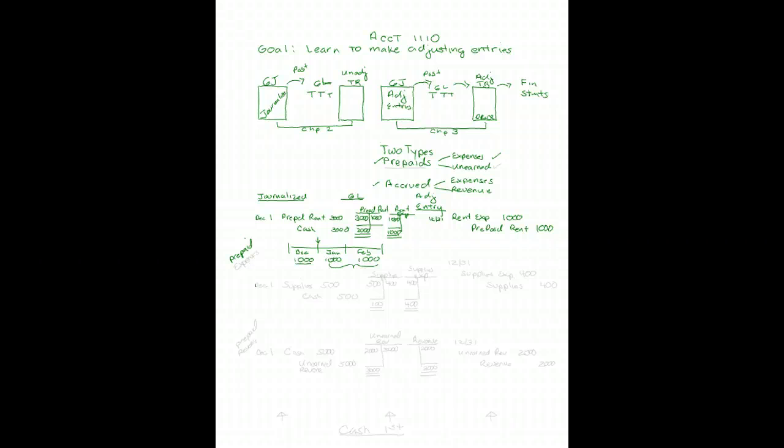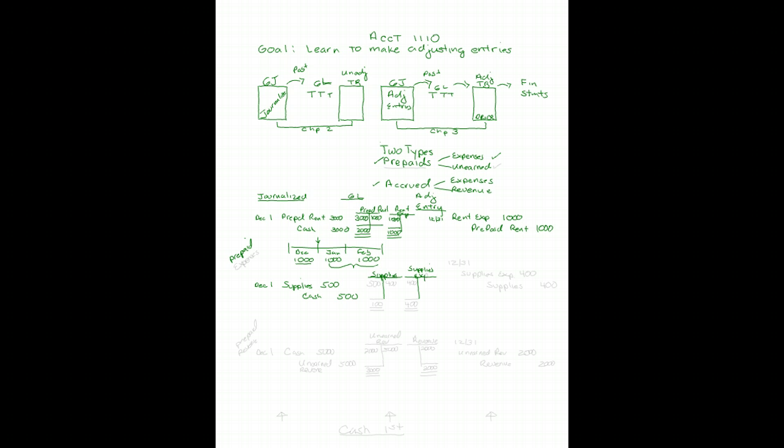Let's do another one. Let's assume on December 1st that you bought some supplies in the amount of $500 and paid cash for them in the amount of $500. In your general ledger account, you'll have supplies, and this will get adjusted into its counterpart on the income statement, supplies expense.